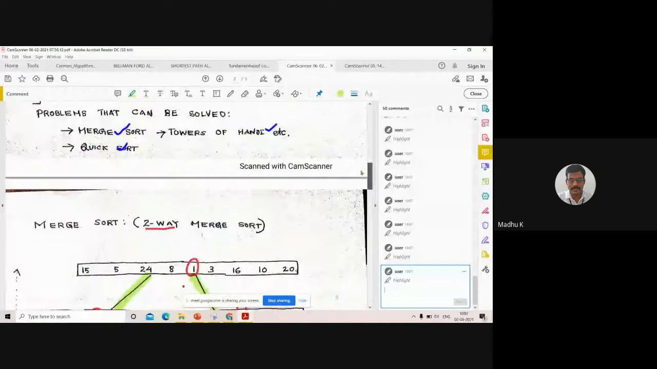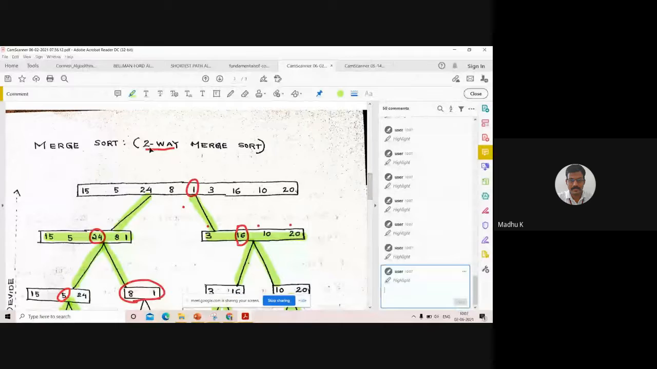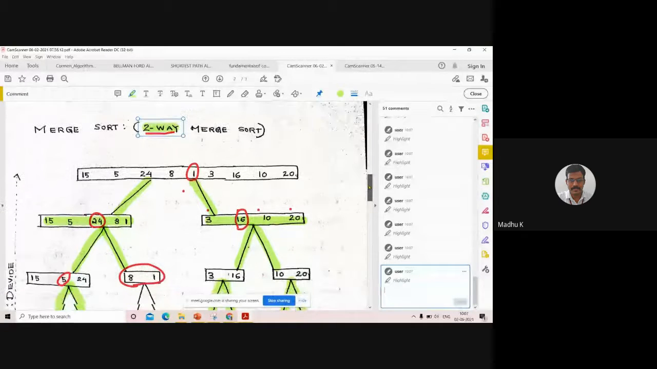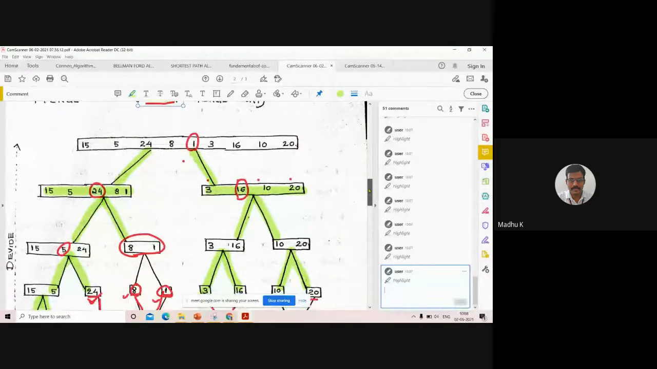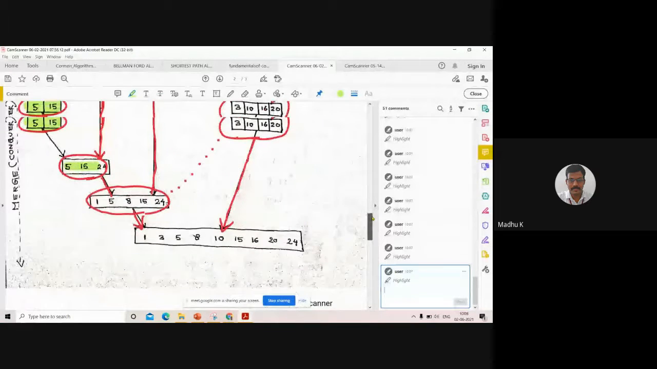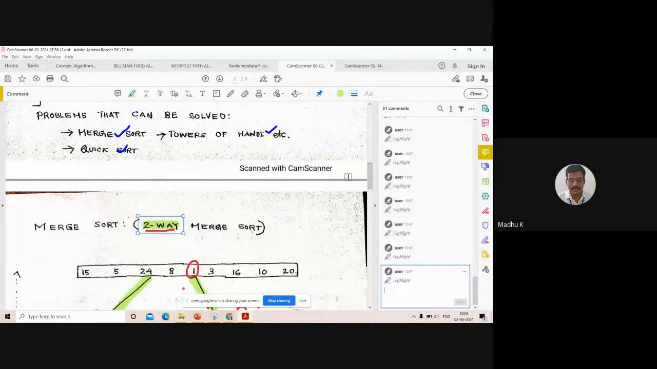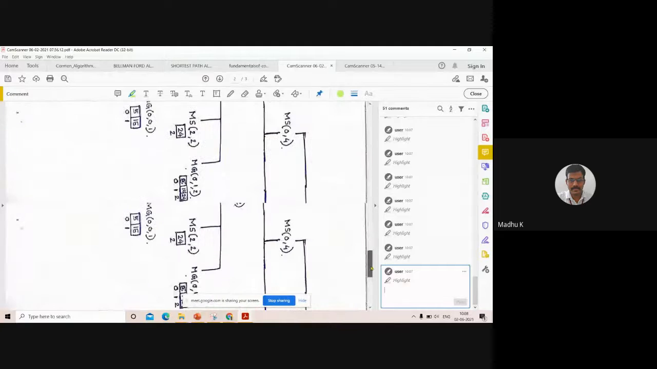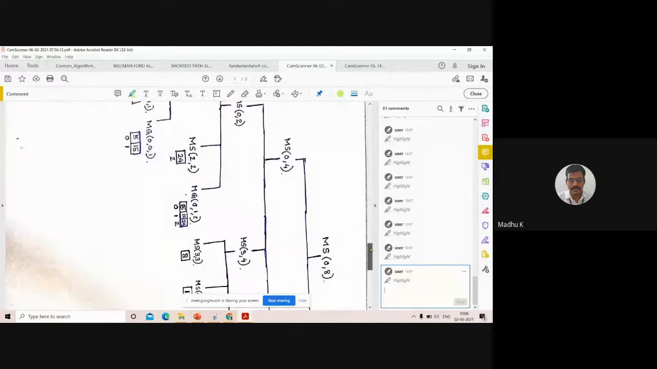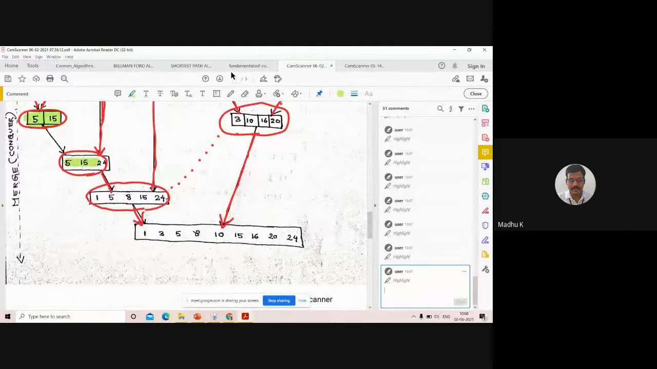It is called a two-way merge sort because in the first pass we will divide, and in the second pass we will merge. So that is why it is called a two-way merge sort. Next, we want to discuss the algorithm, then the working also. So I'm going to the structure of the algorithm.